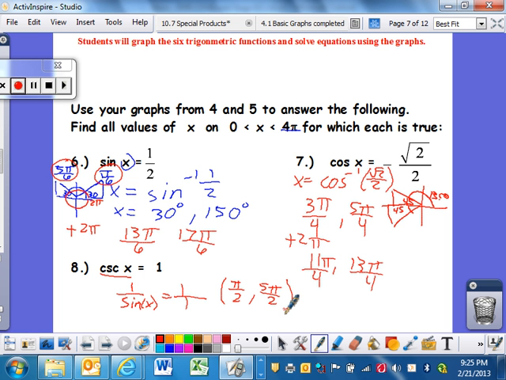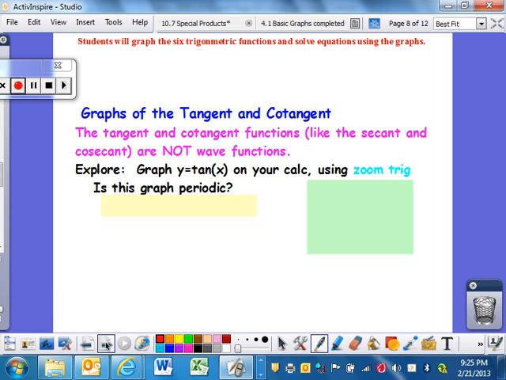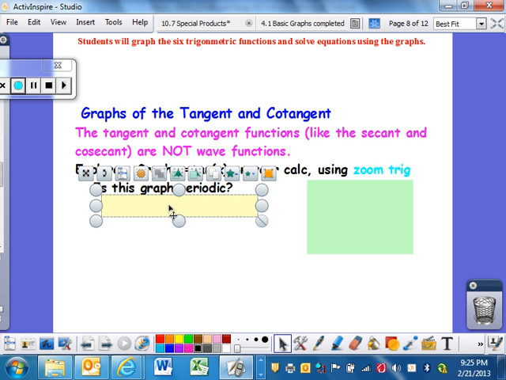So if we end up moving on to our other trig functions, talking about our graphs of tangent and cotangent, the tangent and cotangent functions are like secant and cosecant. So we can end up writing it in sines and cosines on our calculator and using our zoom trig, just like we did before, to give us an idea of what it's going to look like. So what's the period of that going to be?